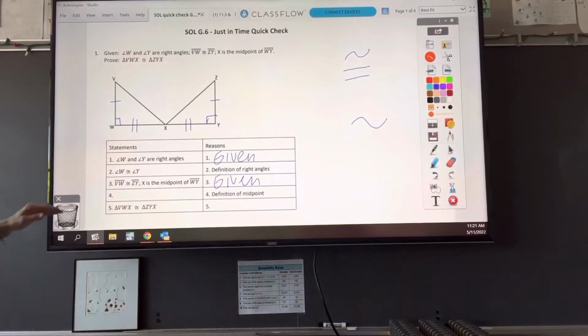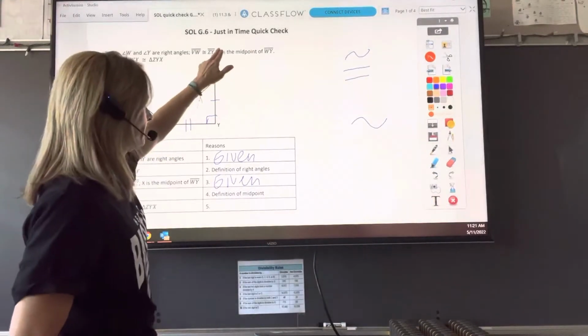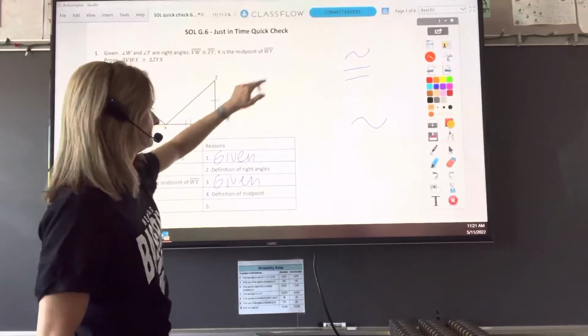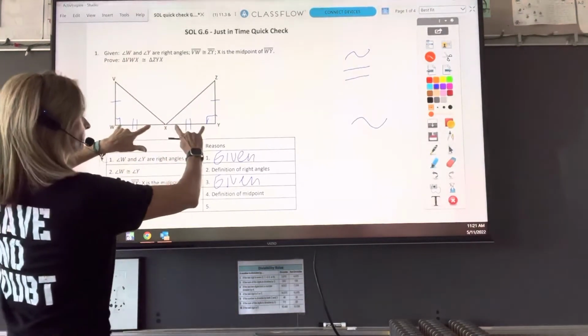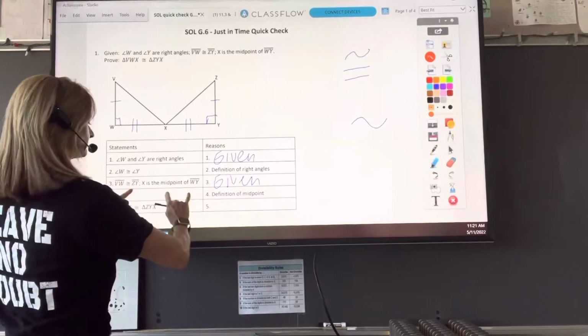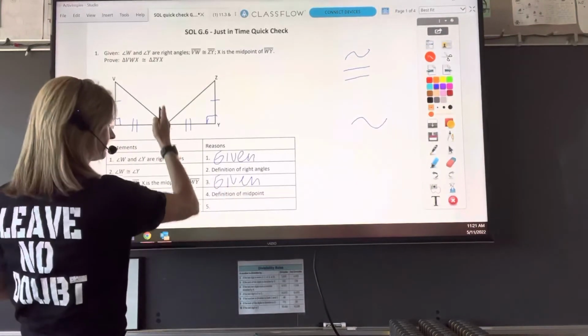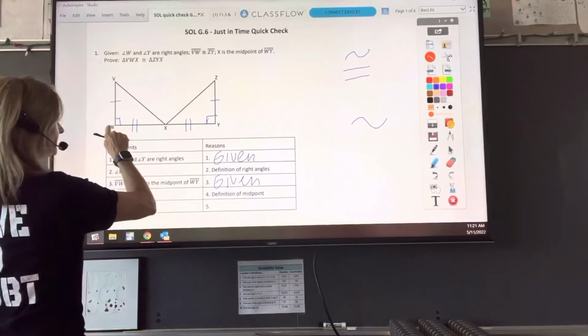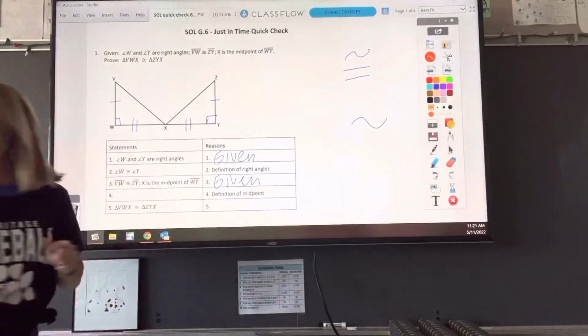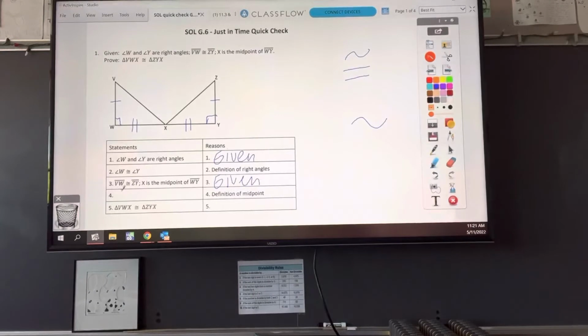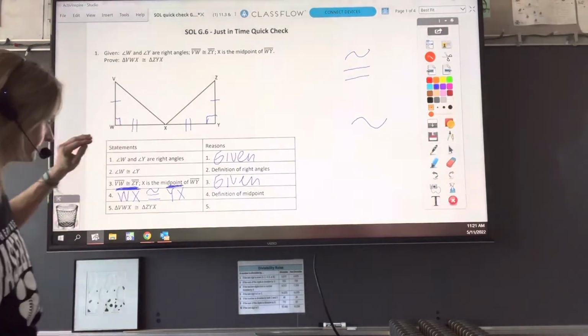And then after we took that information and put it on the diagram, by telling us that X is the midpoint of WY, we knew that these lengths were congruent. So I'm going to say these lengths are congruent because that's the definition of a midpoint. It cuts that segment right in half. So WX is congruent to YX. And now we have all the information that we have marked on the two triangles.